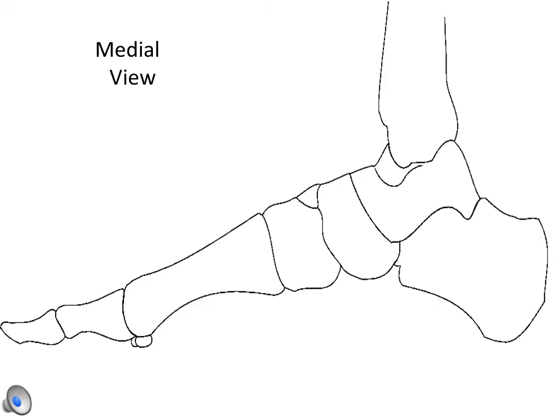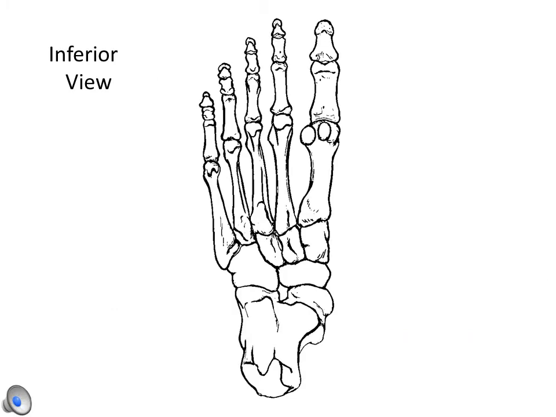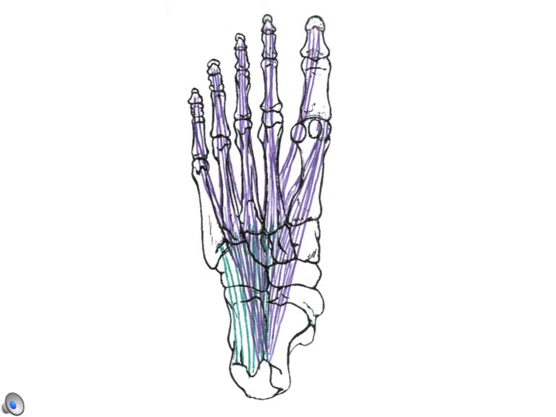Pause the lecture to draw in the plantar aponeurosis from a medial view. How does your drawing compare? Now pause the lecture to draw in the long plantar ligament as well as the plantar aponeurosis. Know that the long plantar ligament is deep to the plantar aponeurosis. Both structures attach to the calcaneus. How does your drawing compare? In this drawing, the long plantar ligament is in green, whereas the plantar aponeurosis is drawn in purple.